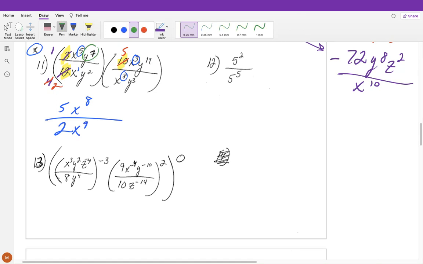Here I have y to the 7th times y to the 11th, so y to the 18th. And y squared times y cubed is y to the 5th. So then I will go ahead and finalize this answer.